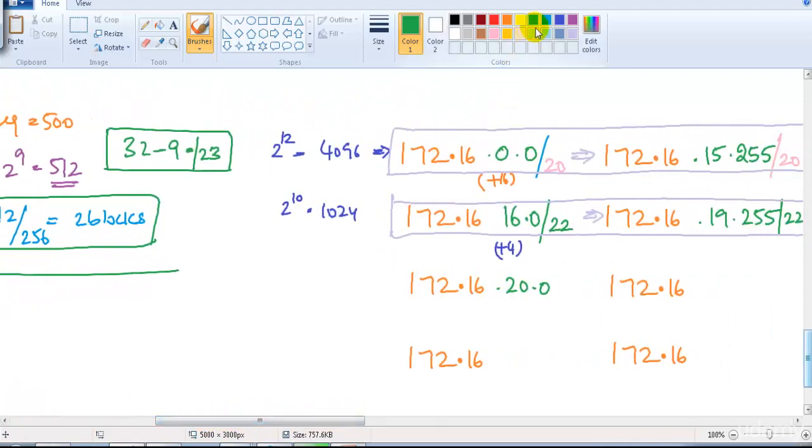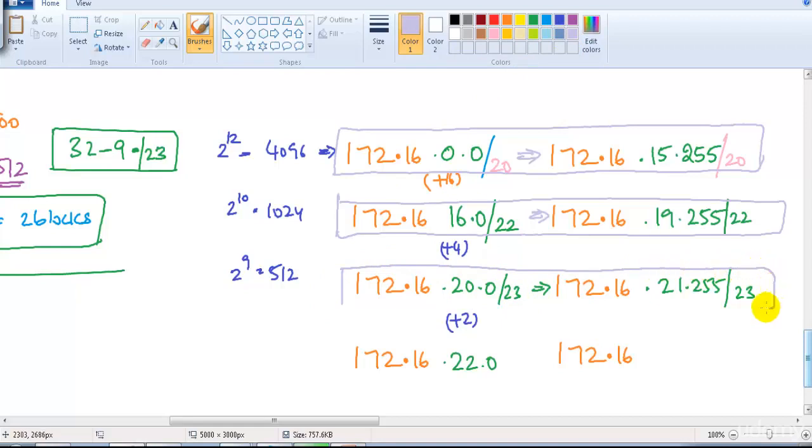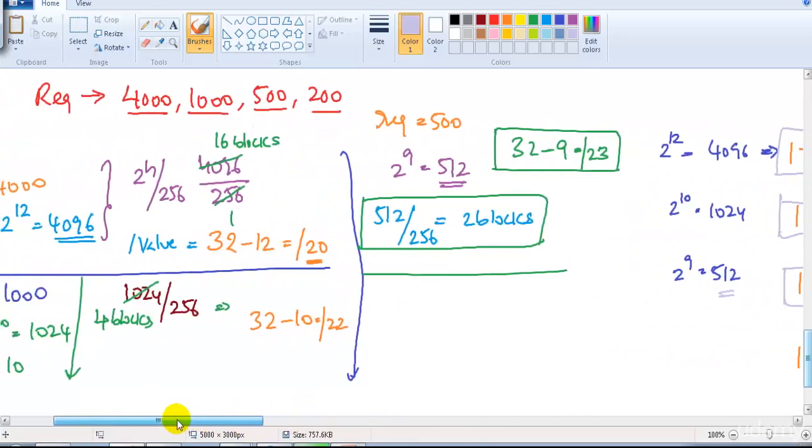So I need 2 blocks of addresses in order to accommodate 512 addresses. So it's going to be 2 to the power of 9. 512 will be the size of the network. I need 2 blocks of addresses, so it's going to be +2 here, and the next size starts on 22.0, which means my range ends on 21.255 with a /value of 23. So this is my next size, which starts from 20.0 to 21.255, a group of 512 addresses which needs 2 blocks of addresses.